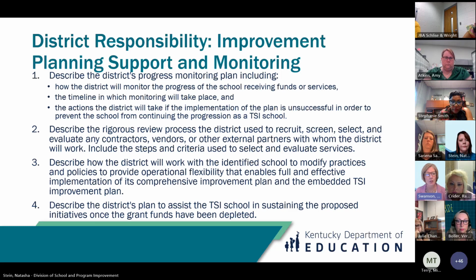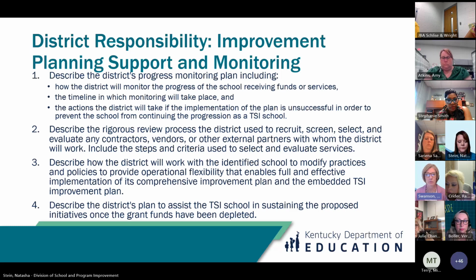Number 2 asks you to describe the rigorous review process that was used to recruit, screen, select, and evaluate any contractors, vendors, or other external partners with whom the district will work. So if you think about it, we talked about educational consultants. So that would be an outside vendor. So how did you go about recruiting this person, screening them, and making sure that they are indeed a good person to provide the training that you're going to get?